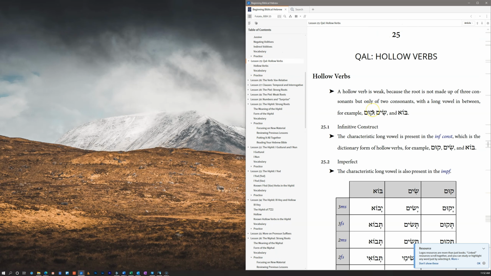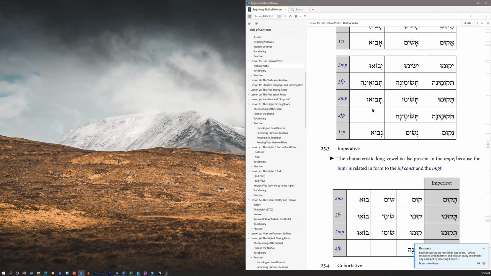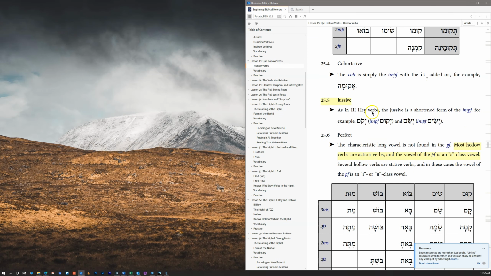So hollow verbs. As in third Hey verbs, the jussive is a shortened form of the imperfect for hollow verbs. So where we would have yakum in the imperfect, this shurik is going to shorten to a holum in the jussive. So where we would have yasim in the imperfect for seem, that's going to shorten to yasame in the jussive.